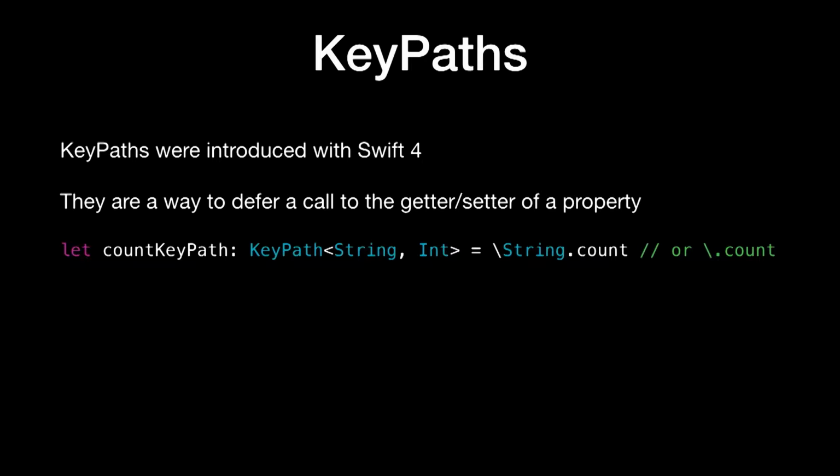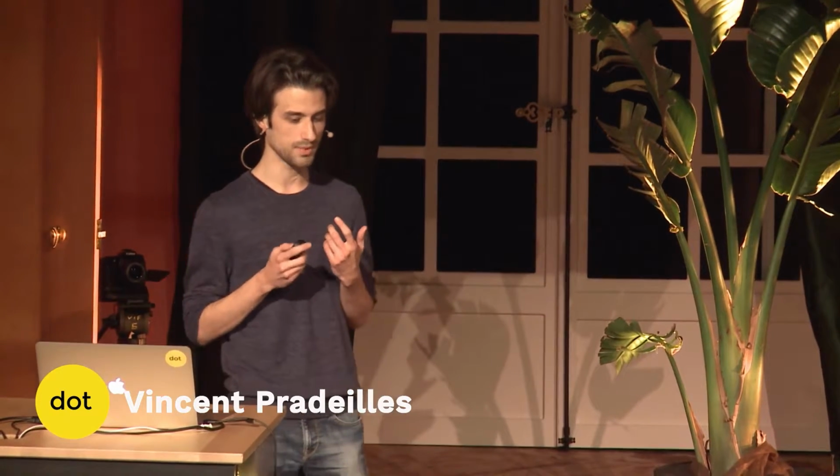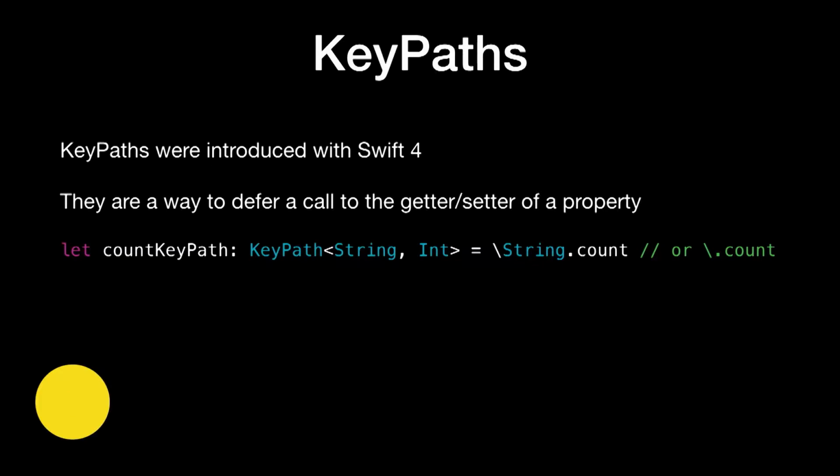So what does it look like in code? So KeyPath is a generic type. It has two generic parameters. The first one is the type on which you will invoke the KeyPath. The second one is the type of the property you want to get or set. And to get a literal KeyPath, you use this syntax where it's backslash, name of the type, dot, name of the property, or in places where the type can be inferred, just backslash, dot, name of the property.